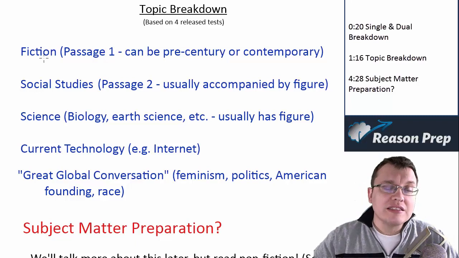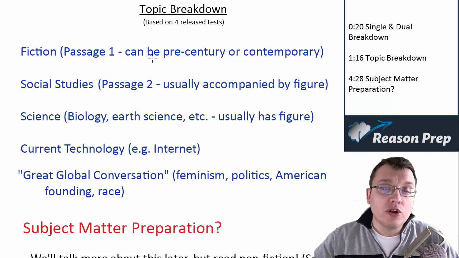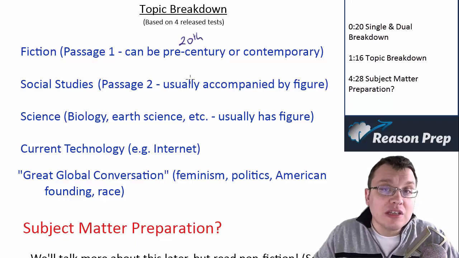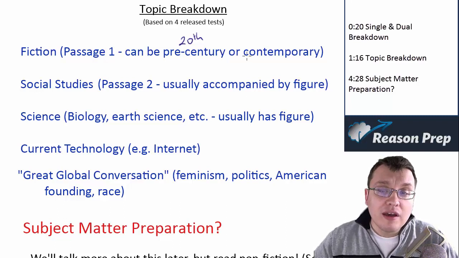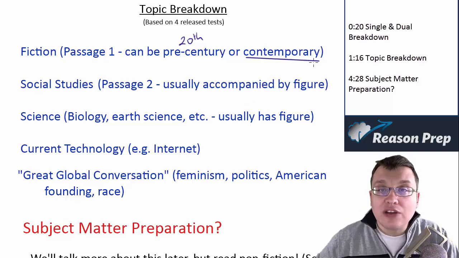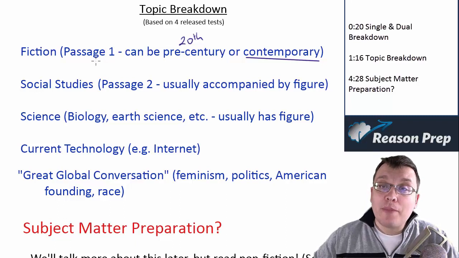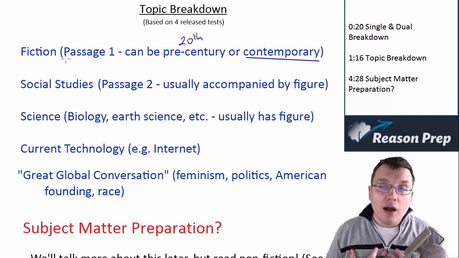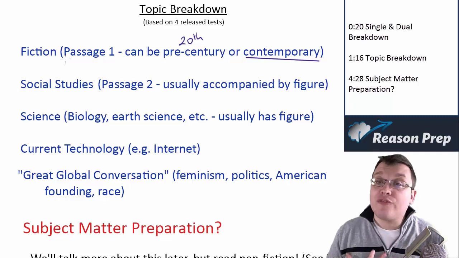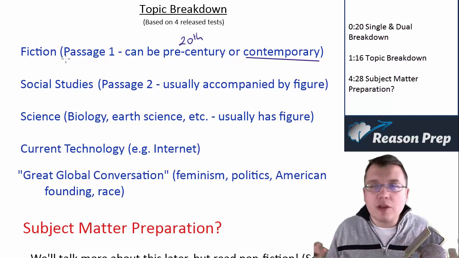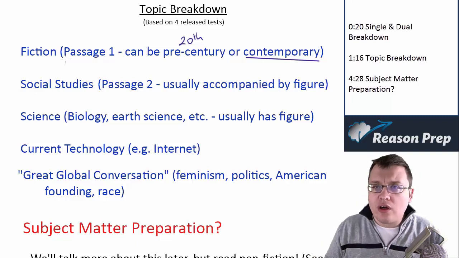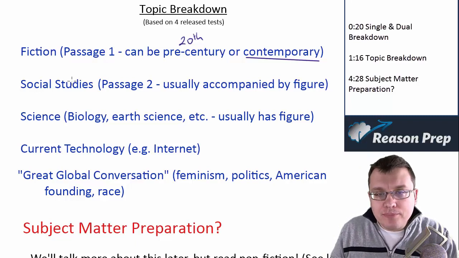The first one typically has been a fiction passage, so it'll be something either pre-20th century, something from the 19th century sometimes, a little bit older, or something contemporary, from the last 10, 20 years. But you'll typically see that fiction passage first. Personally, if I were having problems with time, I would skip the fiction, because I don't do horribly with it, but I think I struggle with it more than, say, the science or the other ones, the technology and so on.